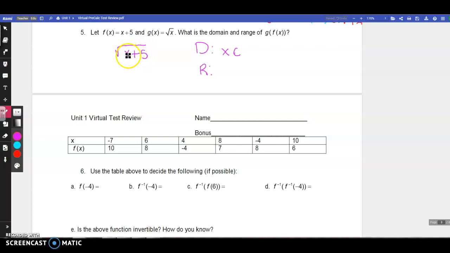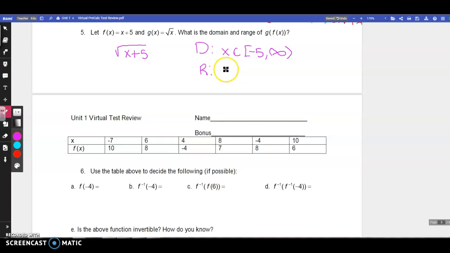Negative 1, I'm okay. Negative 2, I'm okay. Negative 3, I'm okay. Negative 4, I'm still okay. Negative 5, I get 0, that's still okay. But negative 6, that's no good. So what did we just find out? Looks like negative 5 is the smallest number I can plug in, and then I can plug in anything bigger than that, and I'm still okay underneath the radical. Anything smaller than negative 5, I'm going to get a negative under the square root, which is no good.